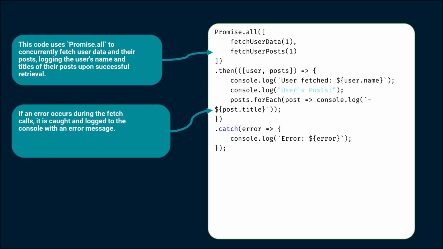This means that if there's an issue with fetching either the user data or the posts, we will be notified through a meaningful error message. Thus, using Promise.all is a powerful way to manage concurrent asynchronous tasks while ensuring robust error handling.